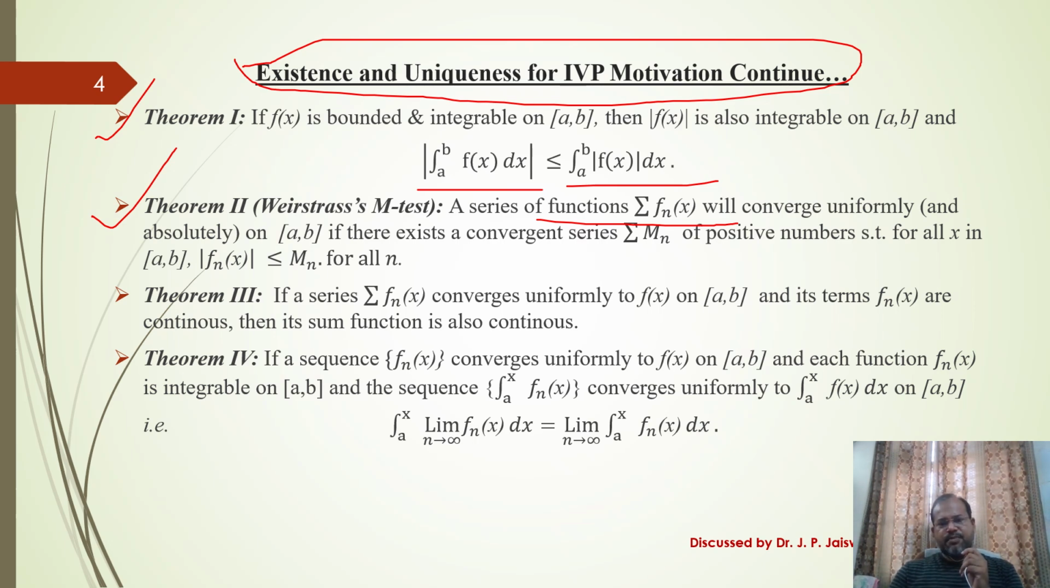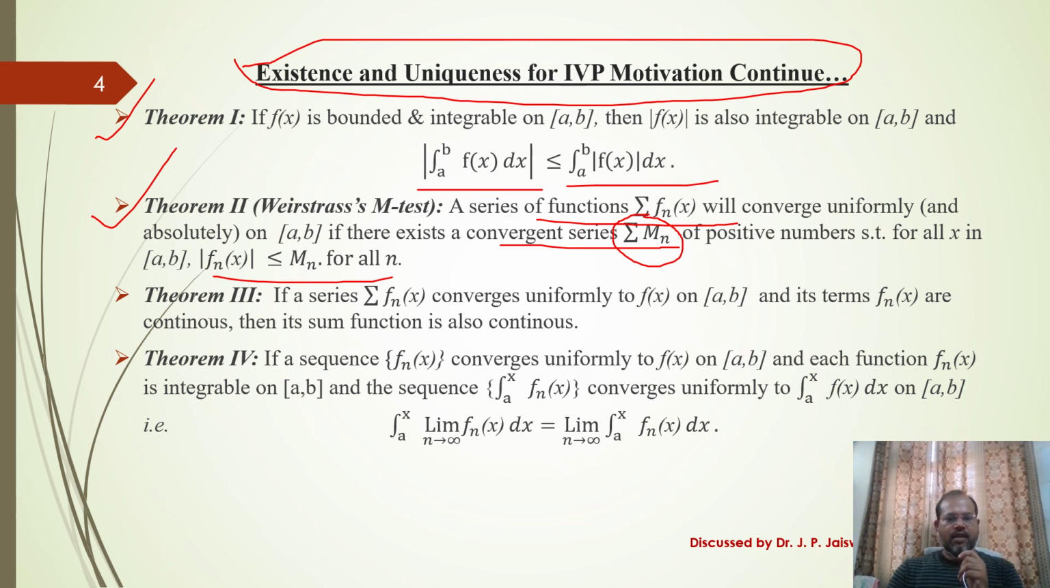So a series of summation fn(x) will converge uniformly and absolutely on [a,b] if what? If you are able to find a convergent series summation Mn, where Mn is just some constant that does not depend on x, and mod of fn(x) is less than or equal to Mn. If this constant series summation Mn is convergent, then we say that mod of fn(x) converges uniformly. This is a very, very important theorem. It is called the Weierstrass test.